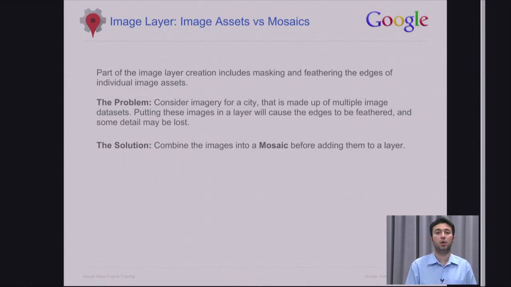However, consider this. You have imagery for a city, and chances are they will not fit within a single image. And so it could be a 3x3 matrix, let's say. So you would have uploaded 9 individual images that are supposed to be placed next to each other. Now, if you add all these individual images to an image layer, as part of the processing, the feathering is going to blur the edges of each individual image. And as a side effect of this, you're going to lose some crucial information along the edges of each individual image.